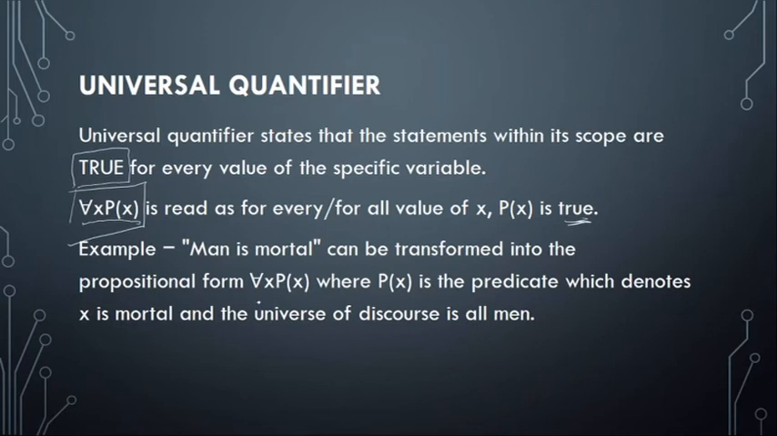So this quantifier, for all x, P(x) is true because all men are mortal. The domain or universe of discourse is men. The variable x is mortal, and the universe of discourse is men, so this will return a value of true, since the universal quantifier states that the statements within its scope are true for every value of the specific variable. So that is the universal quantifier. It is all true, like a tautology.